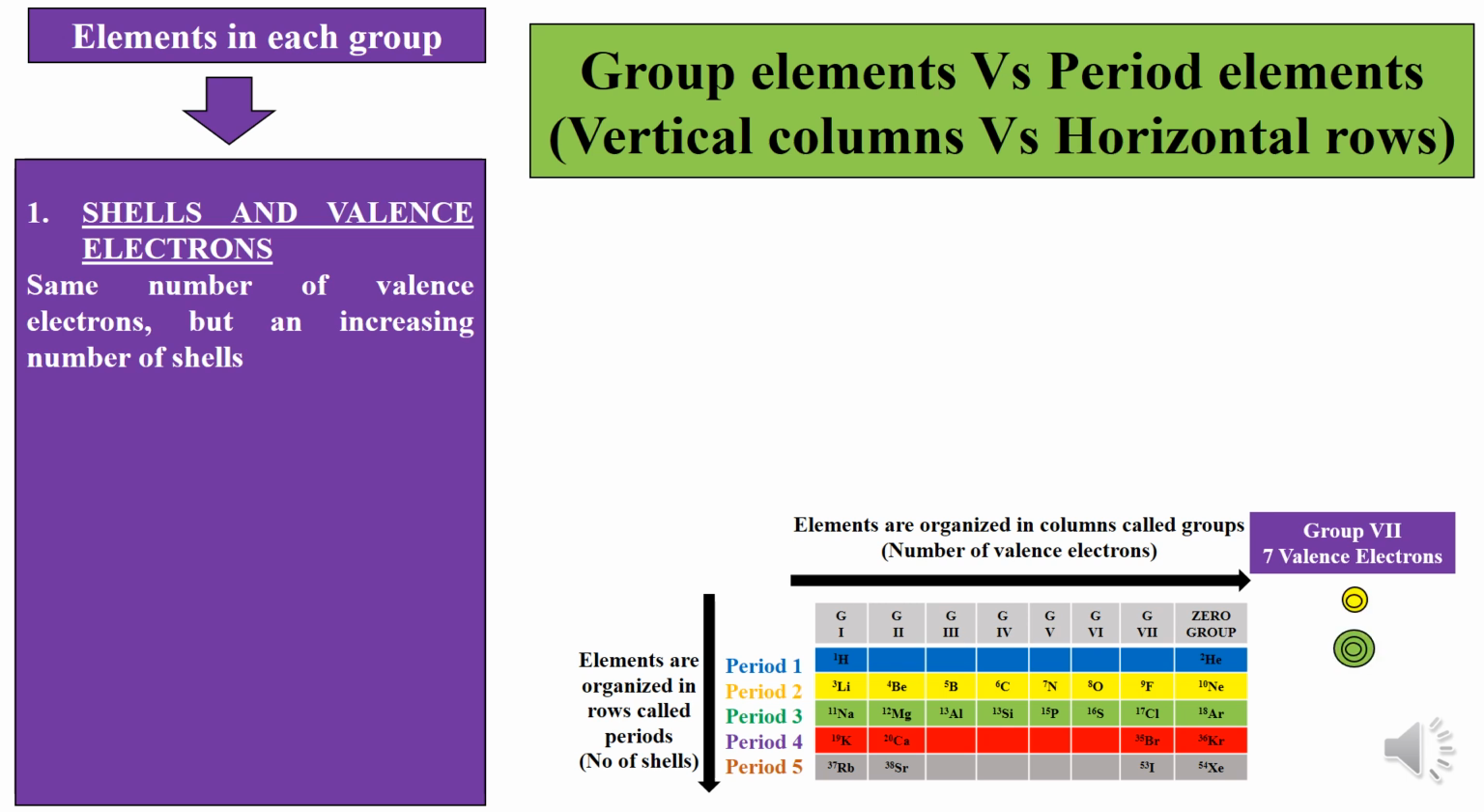As you go down the group 7, the size of the halogen atoms increases due to the increase in the number of shells. So as you go down the group 7, the number of shells increase from fluorine to iodine. But the number of outermost valence electrons remains one and the same. That is, the elements of group 7, that is halogens, they have only 7 valence electrons in their outermost valence shell. So elements in each group, they have the same number of valence electrons but an increasing number of shells.